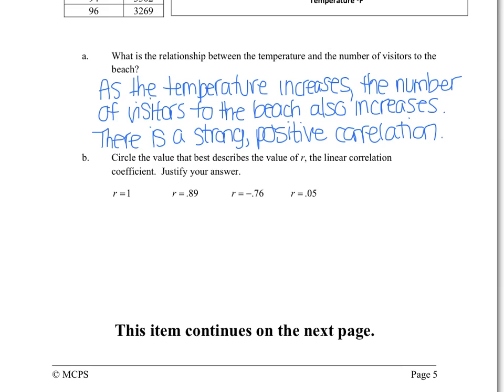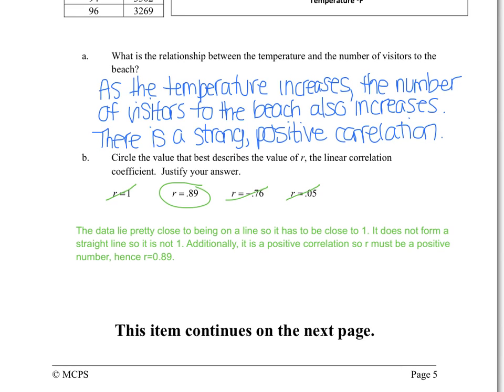Since our R has to be positive, we can eliminate this one already. Because it's not a perfectly straight line, we can eliminate it equaling 1. And because it's a strong correlation, we can eliminate 0.05 because that means that there's no relationship. So we're going to pick R equals 0.89. We do need to justify our answer. And we can do that with an explanation of why we picked 0.89.